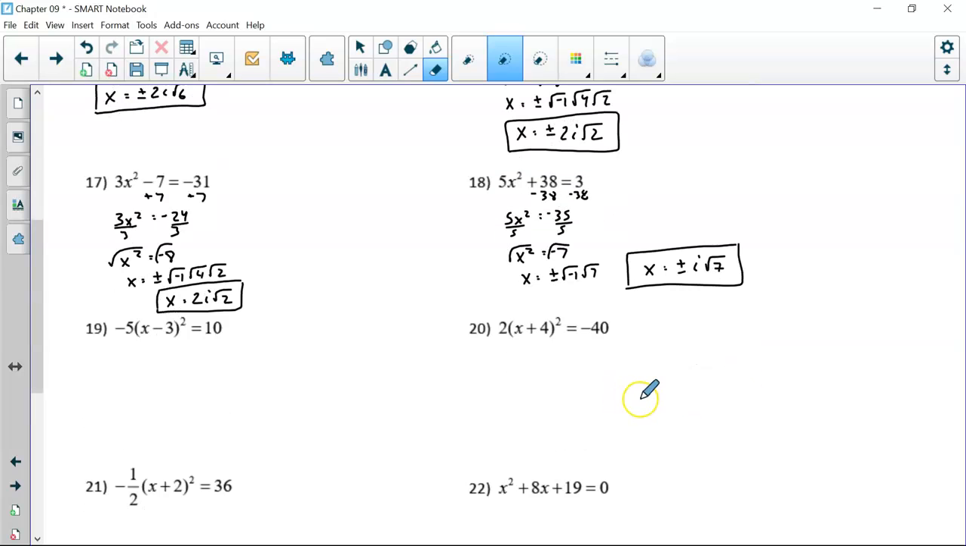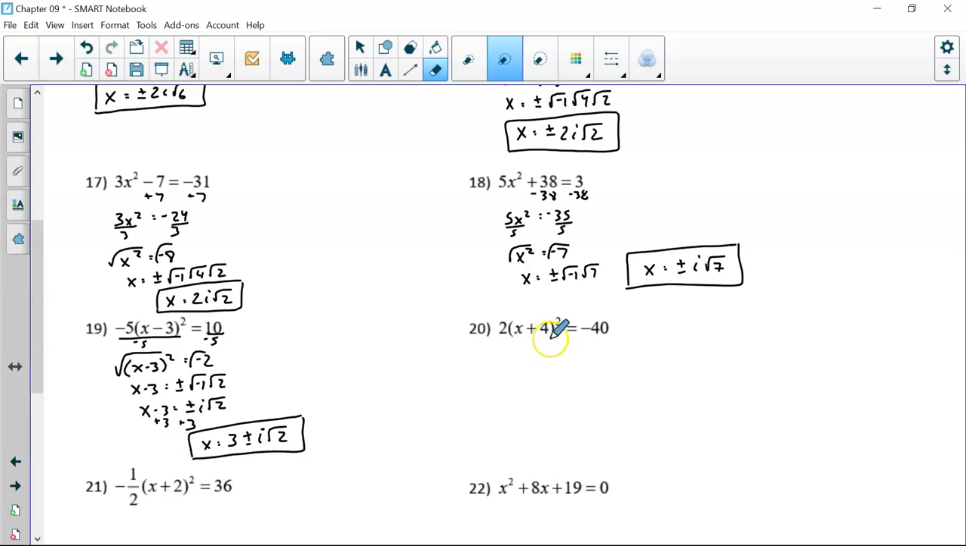Number 19, continuing on, we don't want to square the binomial, isolate it. Divide both sides by negative 5. The quantity of x minus 3 squared equals negative 2. Take the square root of both sides. x minus 3 equals, plus or minus, square root of negative 1, square root of 2. So x minus 3 equals plus or minus i root 2. And then add 3 to both sides. So x equals 3 plus or minus i root 2. There's our answer.